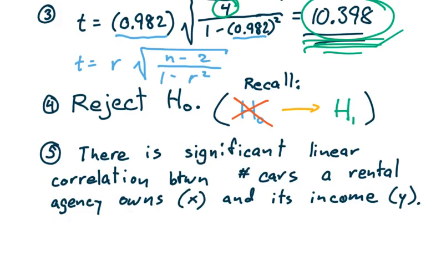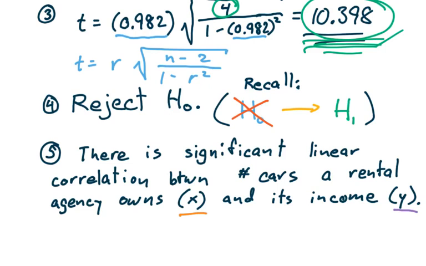And so we summarize the results of this hypothesis test as follows. We say there is significant linear correlation between the number of cars a rental agency owns, and I just said that that was X, just to remind us, and its income. So that was Y. Now, here's the important thing. Do not just say there's a significant relation between X and Y. Say what those X and Y are in the original problem.